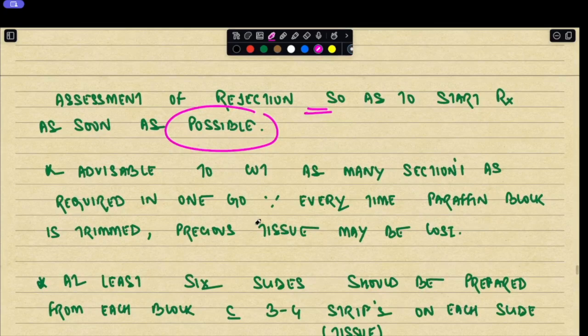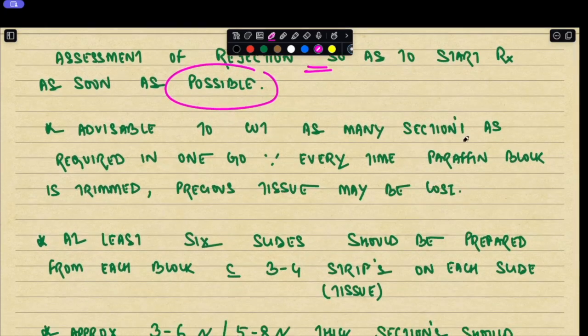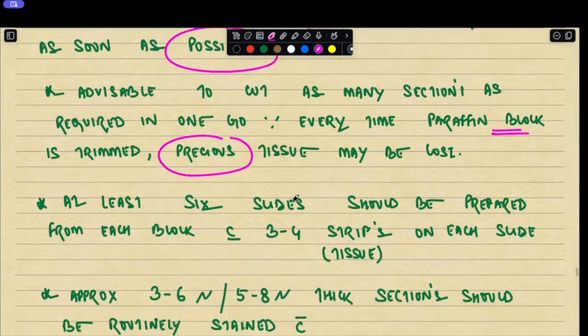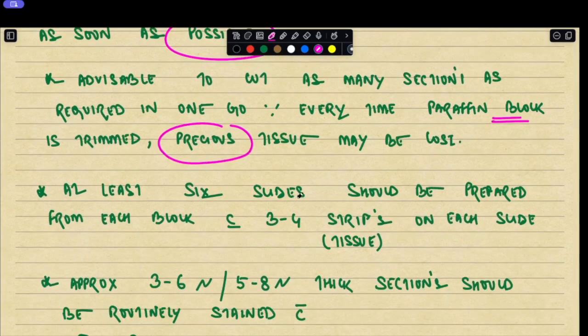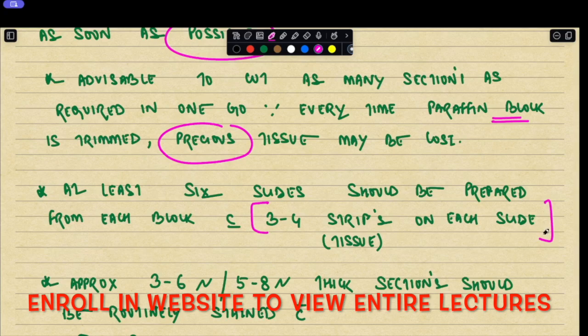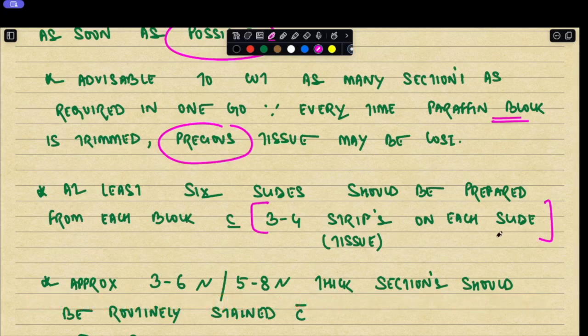It is advisable, remember, to cut as many sections as required in one go, since every time the paraffin block is trimmed, precious tissue may be lost. At least 6 slides should be prepared from each block with 3 to 4 tissue strips on each slide.